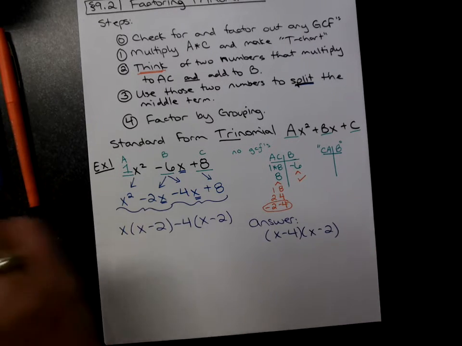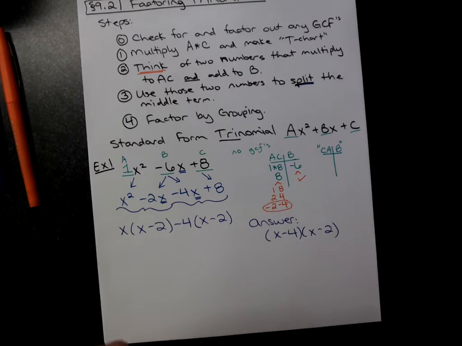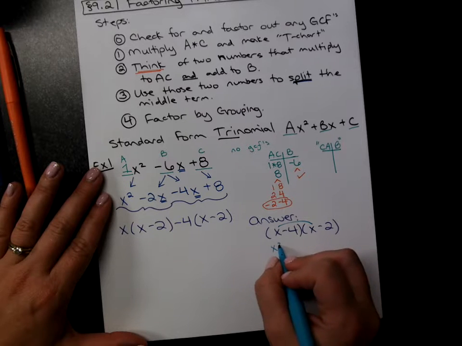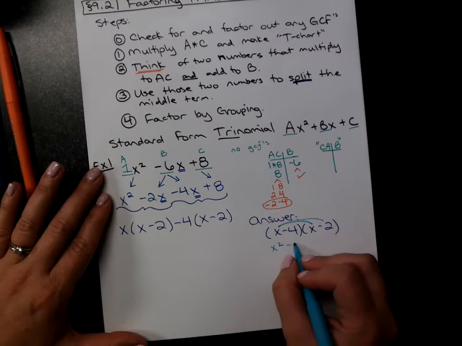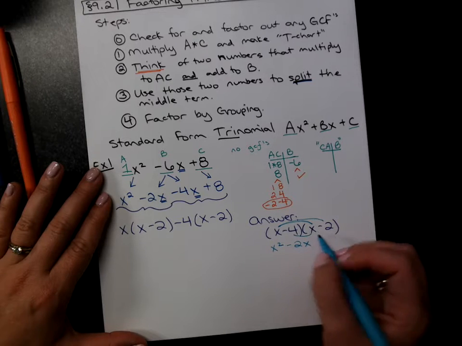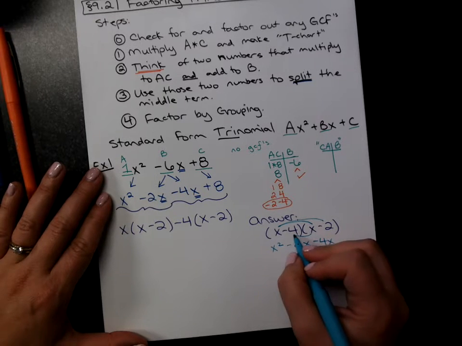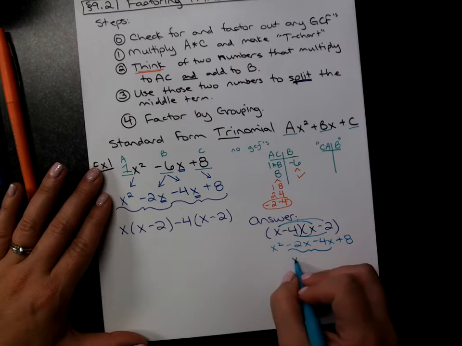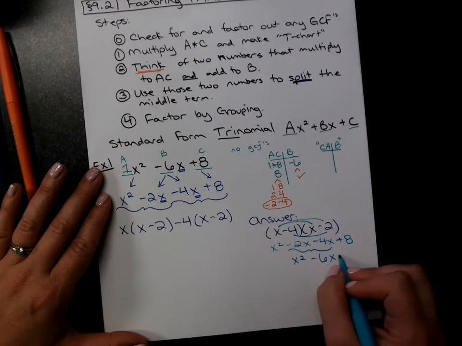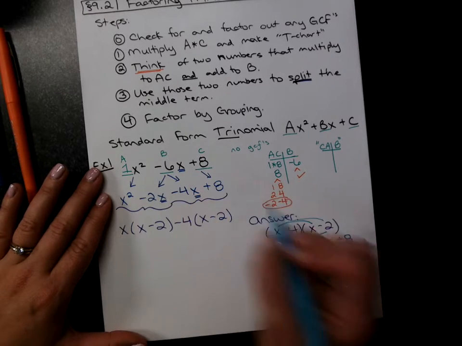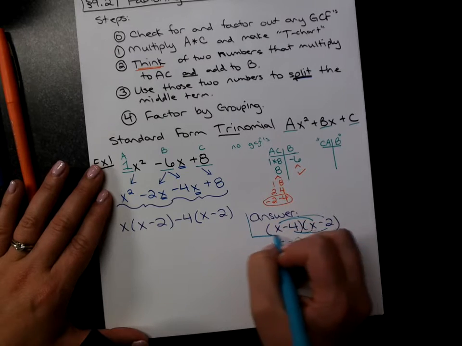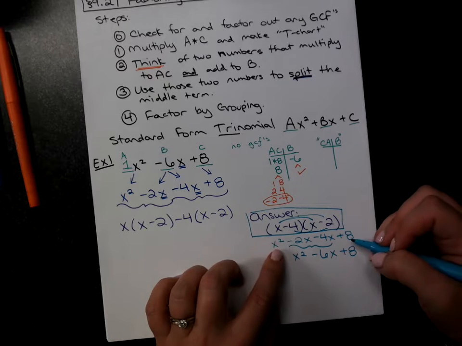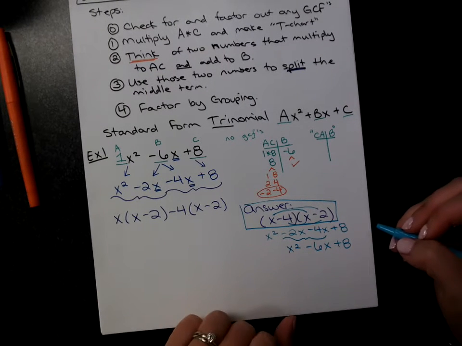If I wanted to check my answer, I could FOIL them back together to see if I get back to the original. So if I do x times x, that's x squared. X times negative 2 is minus 2x. Negative 4 times x, negative 4x. And negative 4 times negative 2 is positive 8. If we combine like terms, that makes x squared minus 6x plus 8, which is my original polynomial. So again, your answer is the back-to-back binomials. If you want to check your answer, you FOIL them to make sure that you get back to where you started.